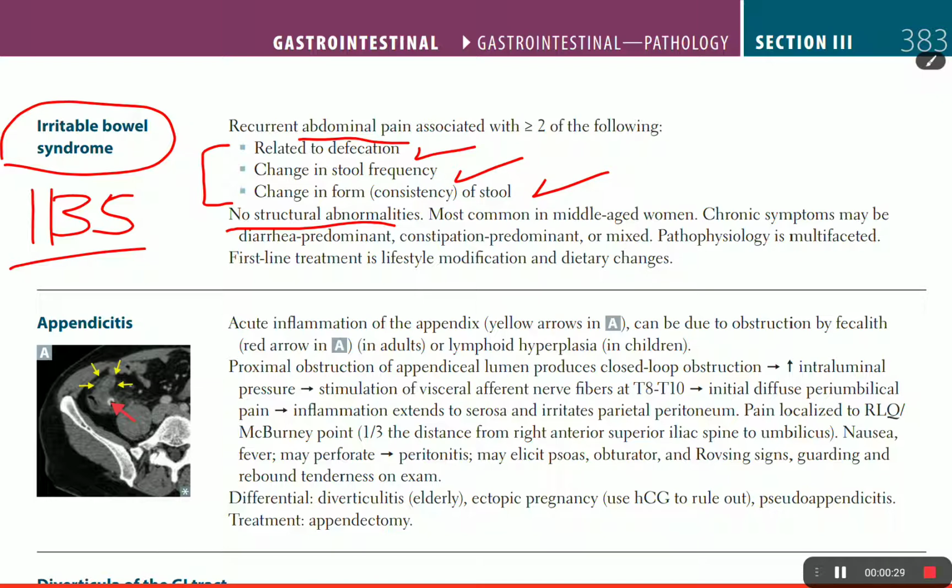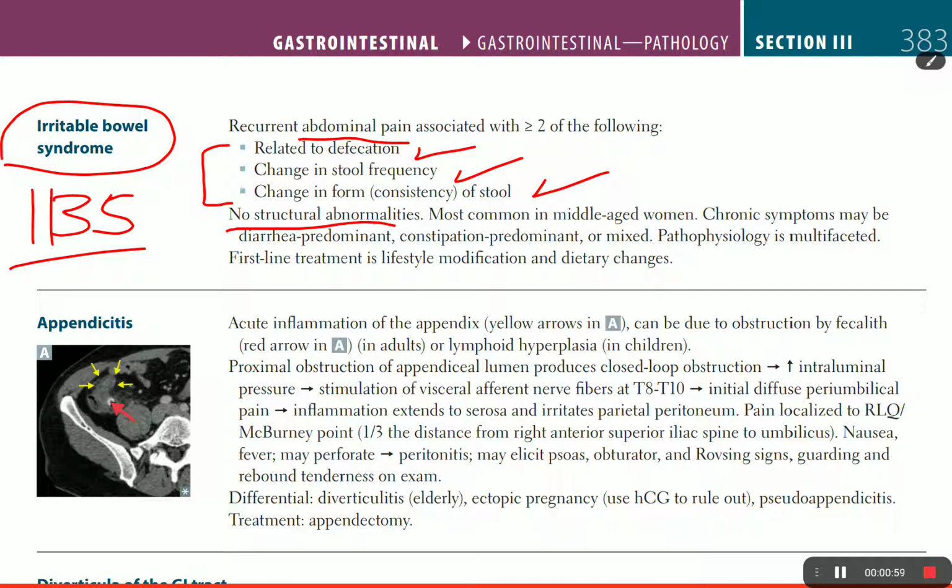So the patient will say, for example, I have an abdominal pain, it's increased with defecation, and I used to defecate 2 times a day. Nowadays I just defecate 1 time per day. Or the consistency or the caliber of my stool was normal, and nowadays it has become loose stool or more hard stool. That's the consistency of the stool.